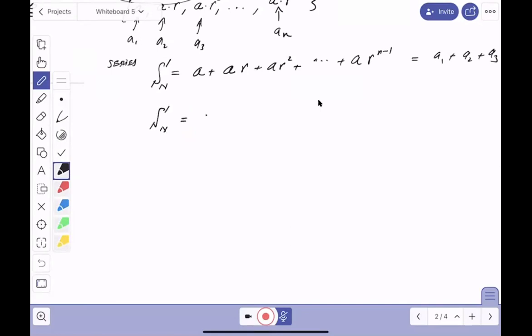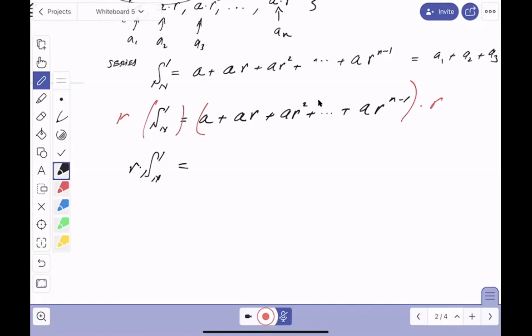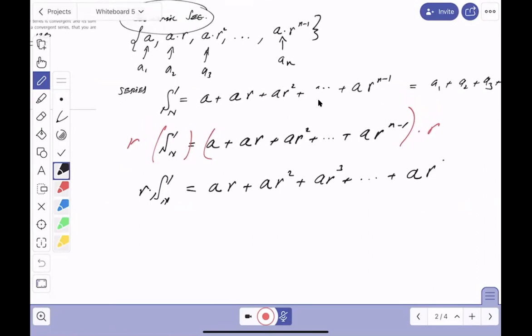Sn is equal to A plus AR plus AR squared plus yada, yada, yada, plus AR to the n minus 1. What I'm going to do is multiply both sides by R, which in Math 120 was called a common ratio. If you did that, you would get this nth partial sum times R equals AR plus AR squared plus AR cubed plus yada, yada, yada, up to, if you multiply the last term by R, AR to the nth power.